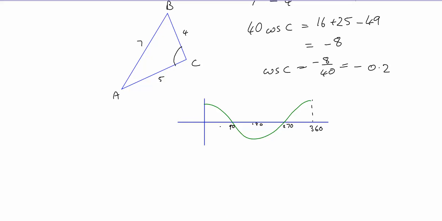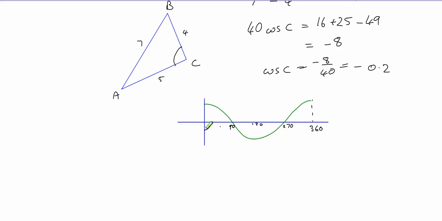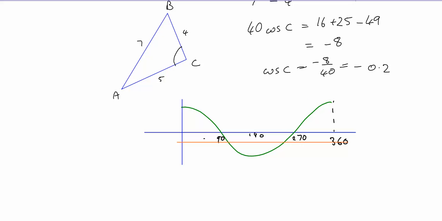Now we have a negative value for the cosine. Now what does a negative value mean? Well, if I draw a horizontal line at about minus 0.2, make that a little bit bigger, and we see that this is the cosine graph between 0 and 360.